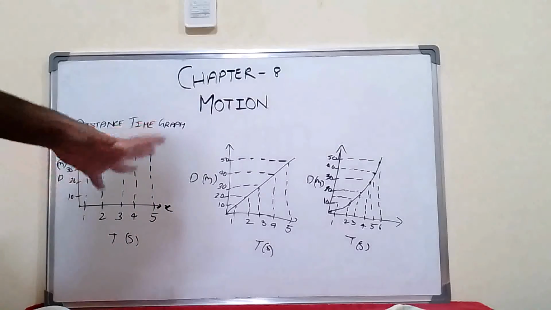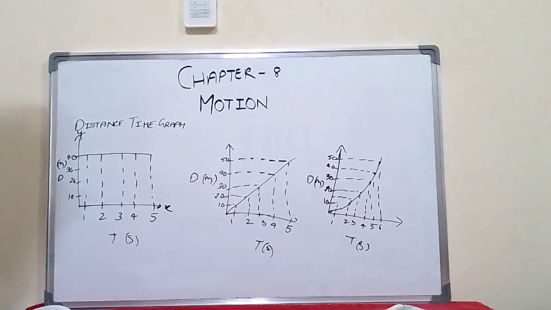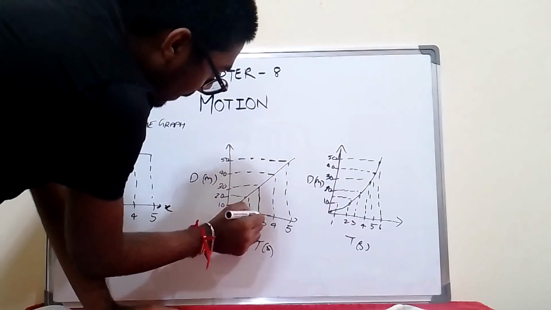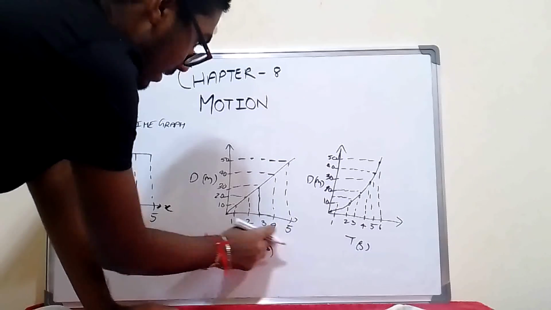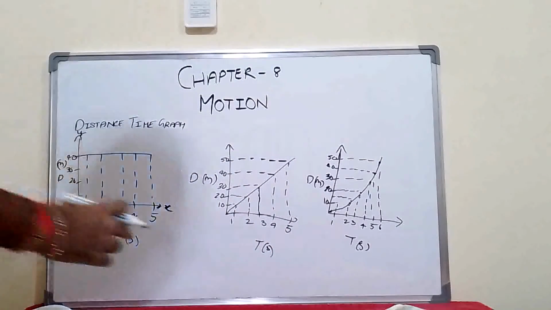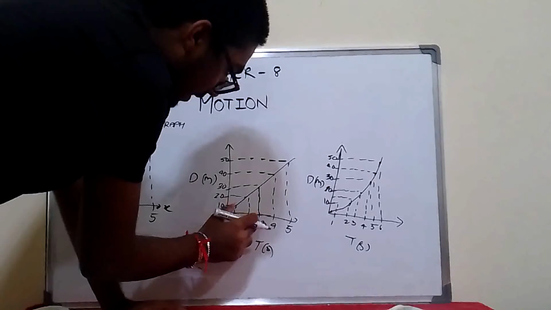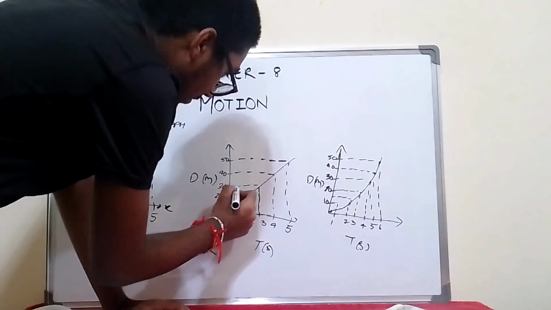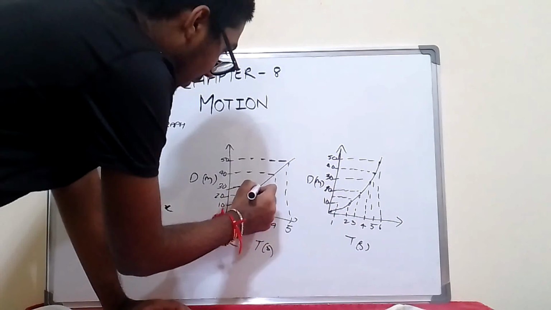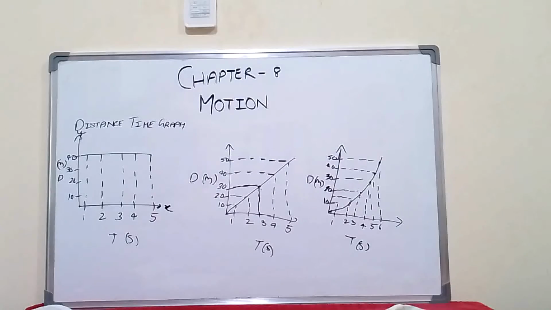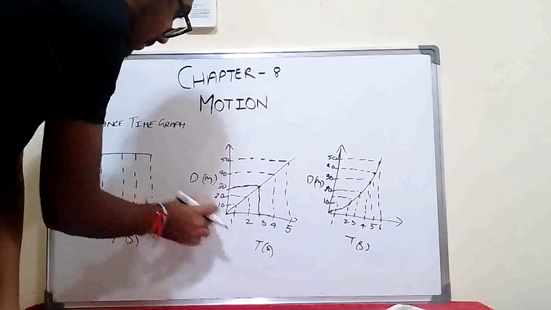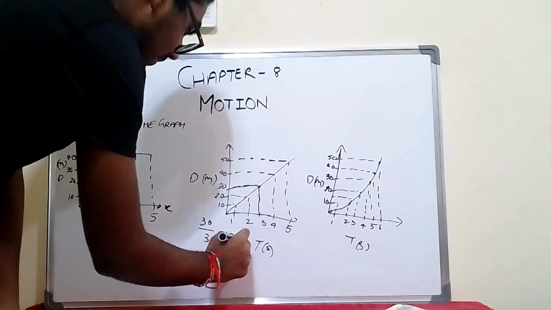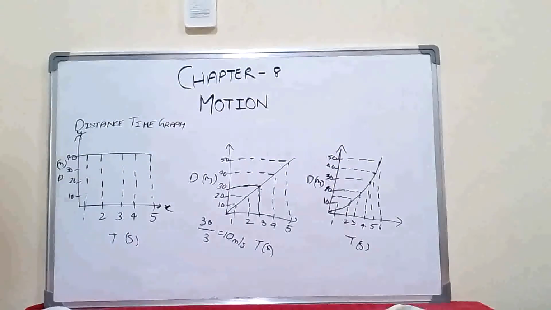Now how do we find speed from a distance time graph? For example, if you want to find the speed at 3 seconds, we have to draw a line parallel from 3 on the x-axis to the line, and then the same thing with the y-axis, we will draw a straight line. So here we find this point. Now what is speed? Speed is distance by time. Here the distance is 30 and the time is 3, which means 10 meter per second. So the speed is going to be 10 meter per second.